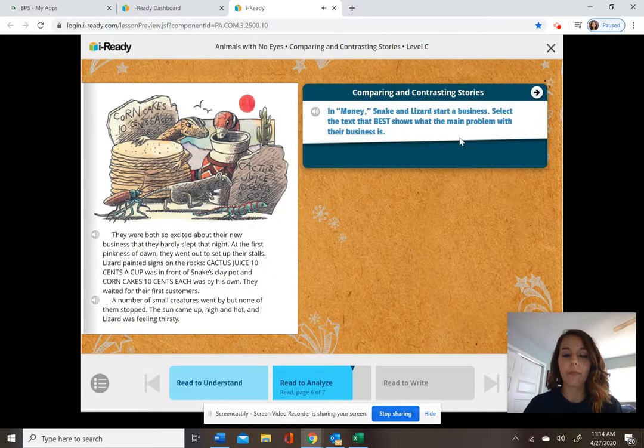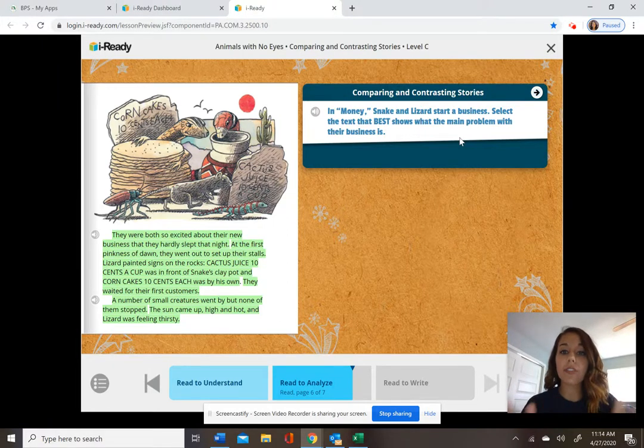Snake and Lizard start a business. Select the text that best shows what the main problem with their business is. Make sure that you have read this, okay? I have already read it. So as you're going through this with me, please, please, please make sure that you've already read this. This should actually be your second time reading it with me, okay?